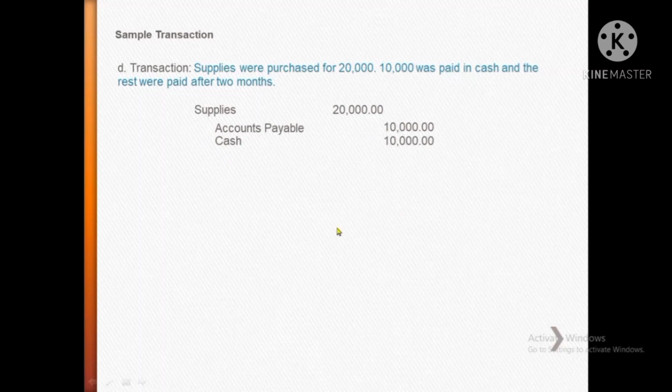But sir, we don't understand what debit and credit are. What is that? So before we continue, let's answer that question first. So what is debit and credit?